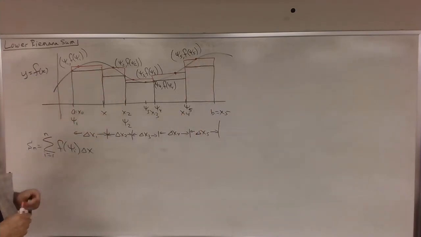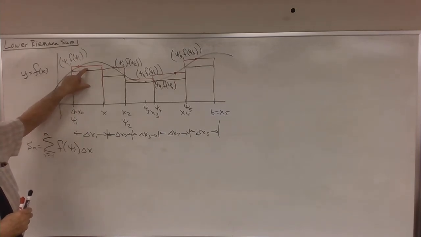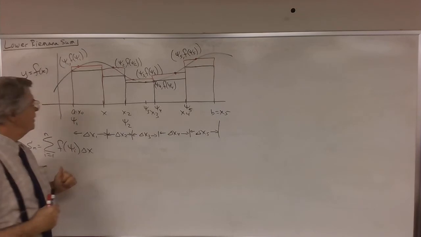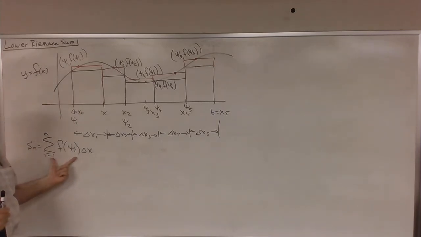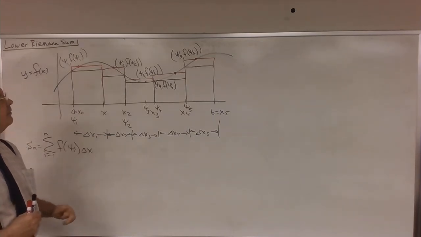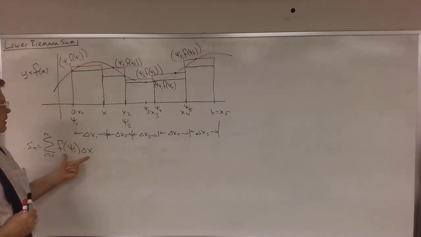Well, you know what? These rectangles have more area than the rectangles that we used for our lower Riemann sum. So if we have any other Riemann sum based on this same partition, the value of that Riemann sum is going to be greater than or equal to the value of the lower Riemann sum.